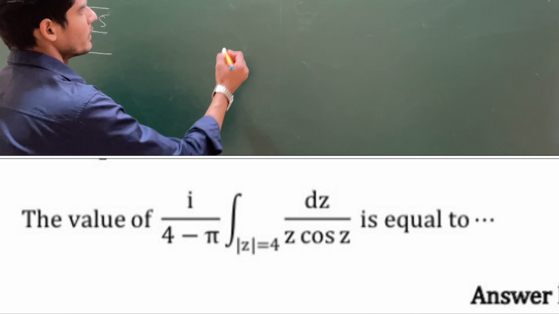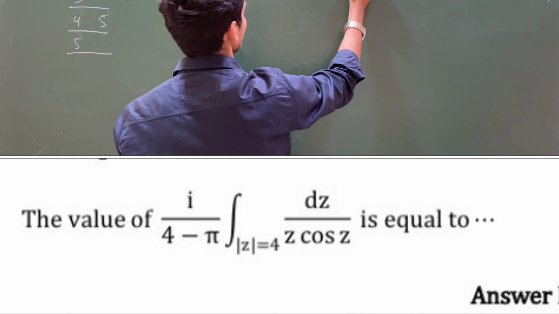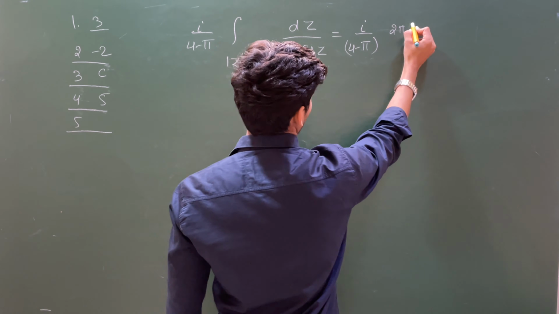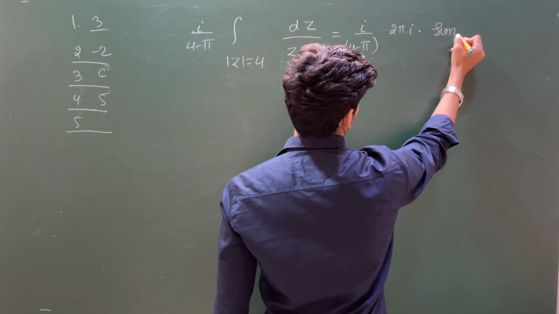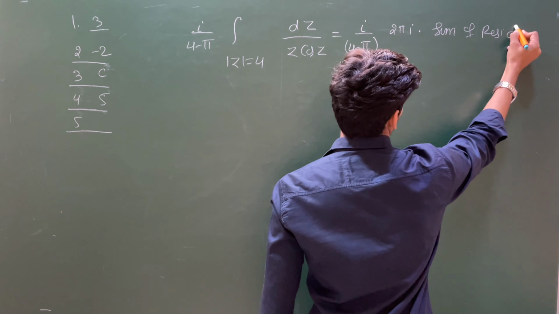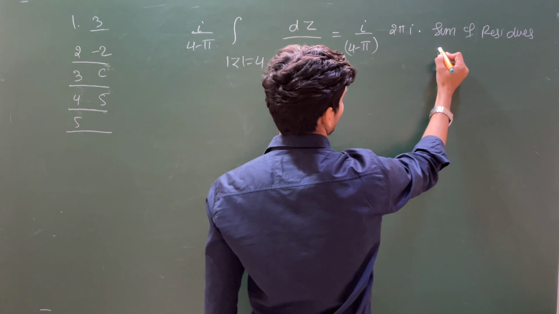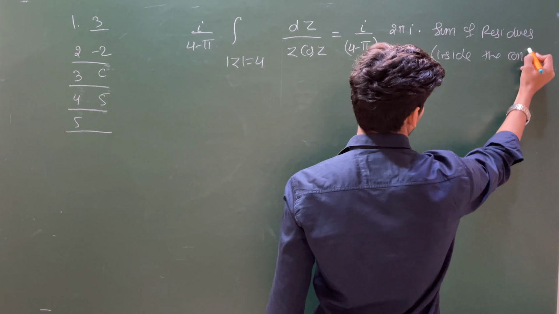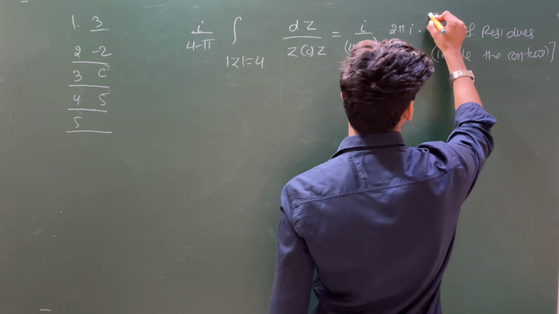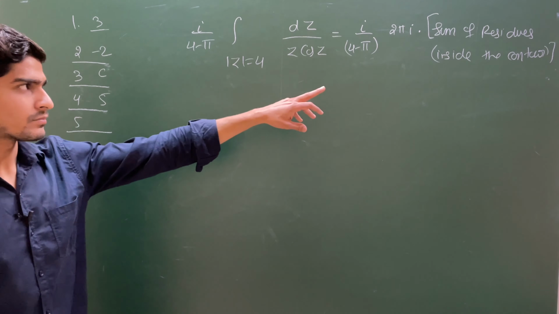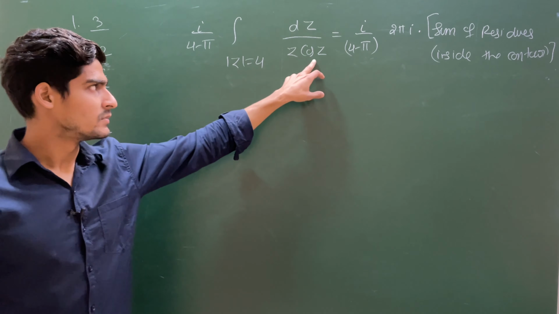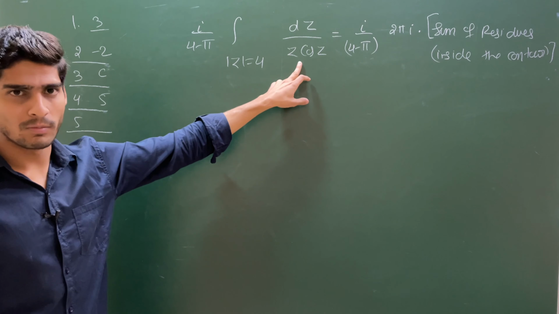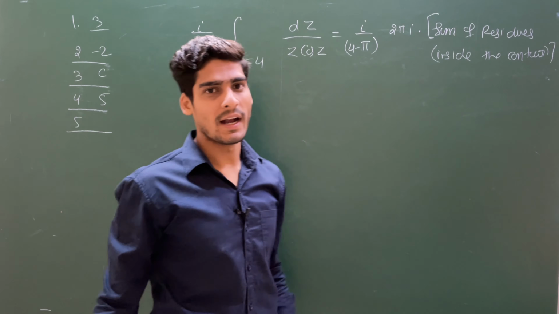So let us use the Cauchy residue theorem. Then it will be i upon 4 minus pi, 2 pi i into the sum of residues inside the contour. So let us find what the problematic points are, the points which are creating problems. You need to find the residues at those points.